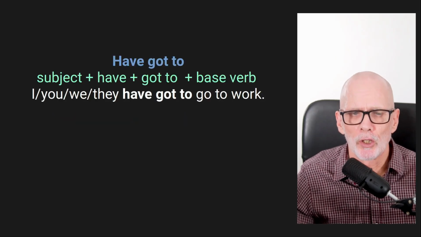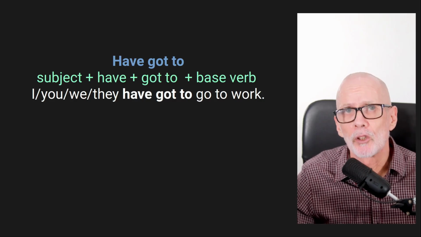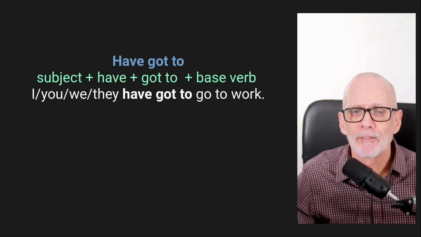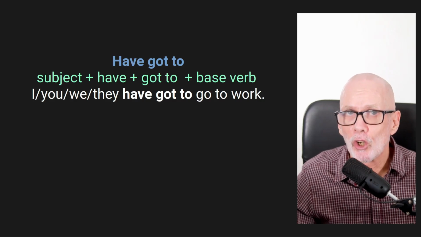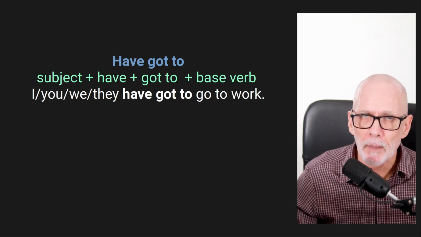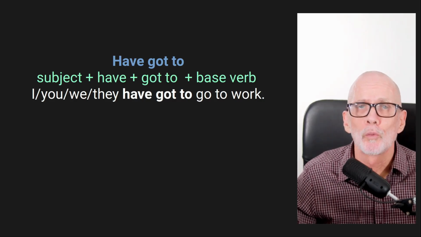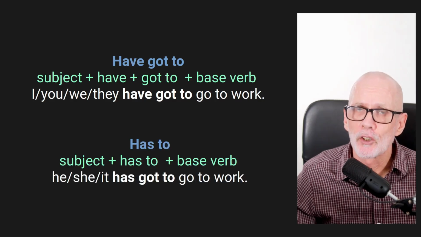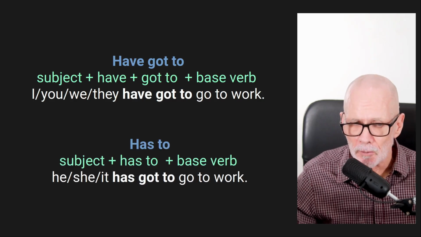Before we move on to look at must, I want to look at another structure which we can also use instead of have to, and that is have got to. So this is formed with the subject plus have plus got to plus the base verb. For example, I have got to go to work, or we have got to go to work. In the third person, it would be has got to plus base verb.